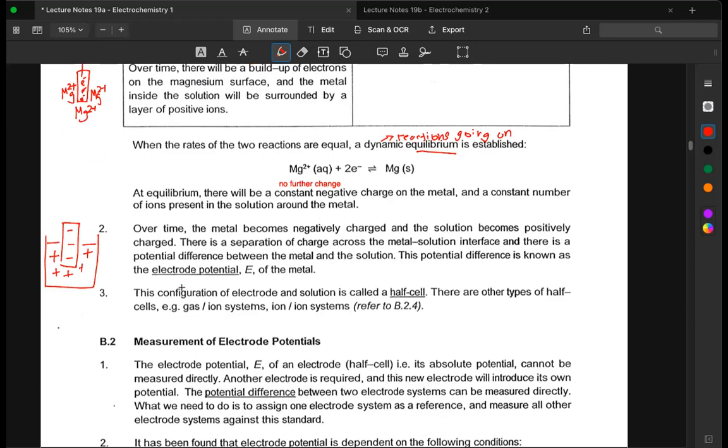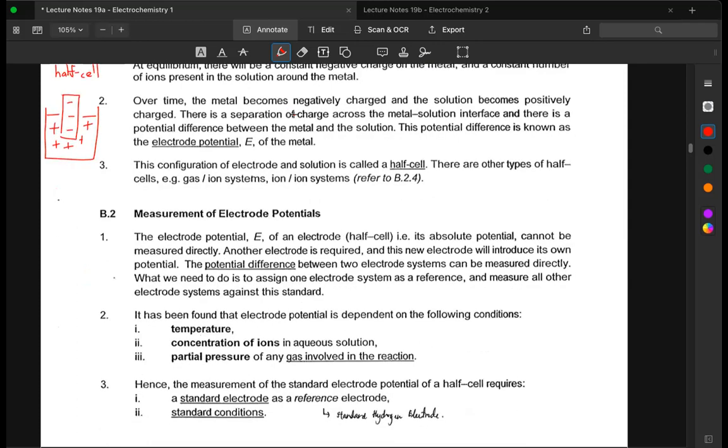Now this configuration of electrode and the solution is called a half cell. Of course, there are other types of half cell, like gas ion system or ion system.